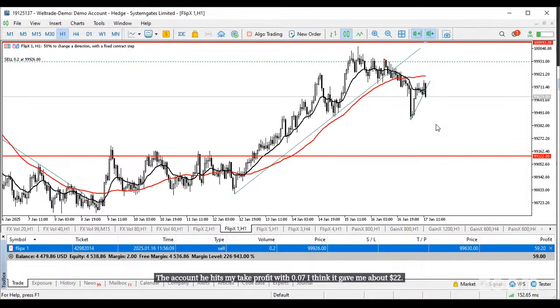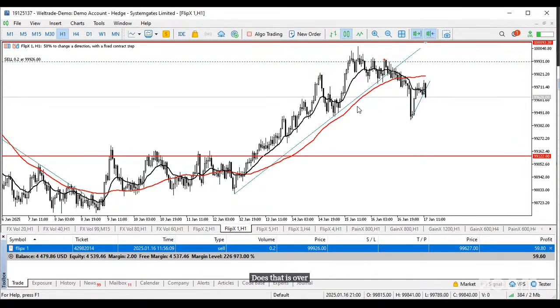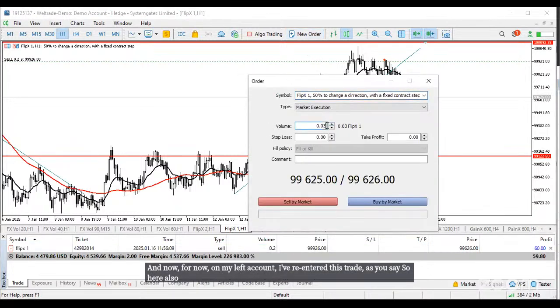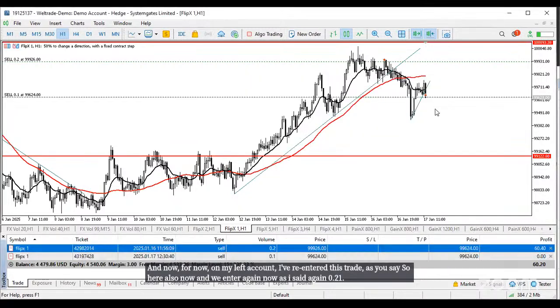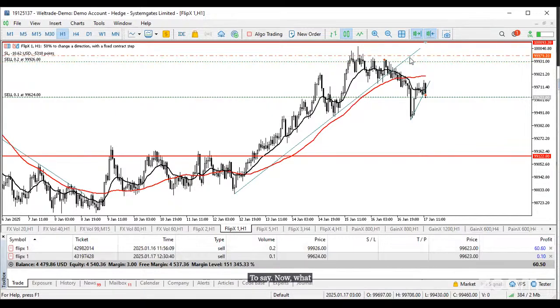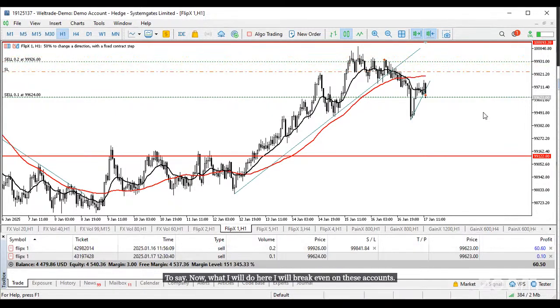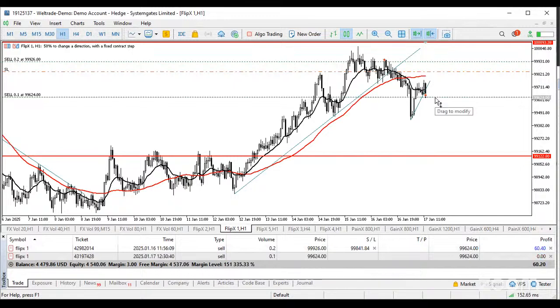Now $22 times 1,660 is over 30,000 naira this morning. But this one, the trade retraced back, and for now, on my live account, I've re-entered this trade as a sell. So here also, I will enter again as a sell. Let me use 0.1 to sell. Now what I will do here, I will break even on this account. Then this one, let me break even here.